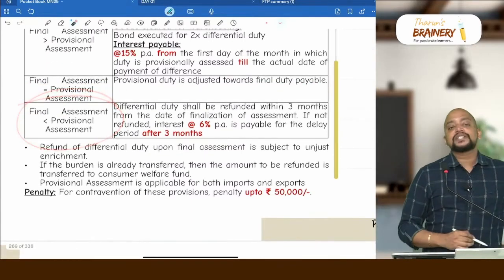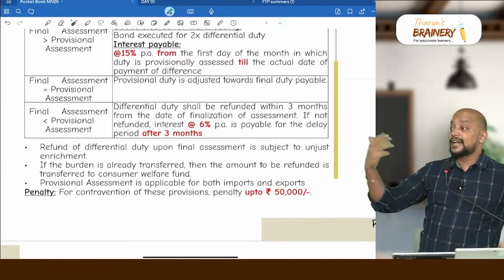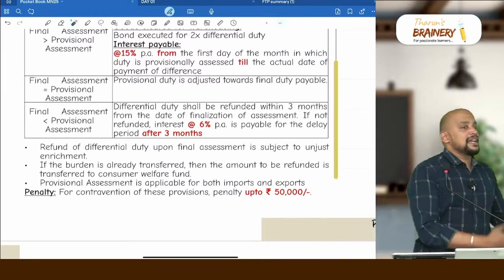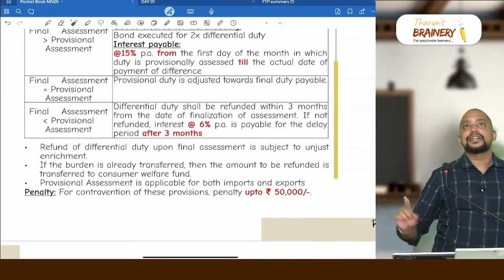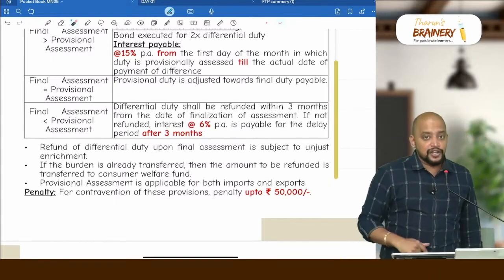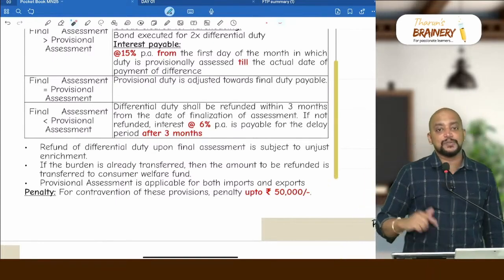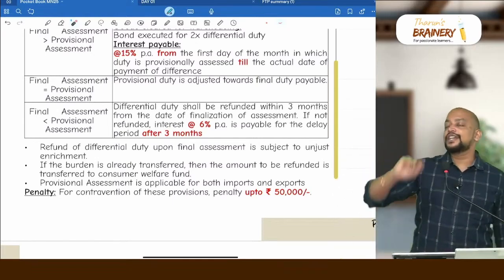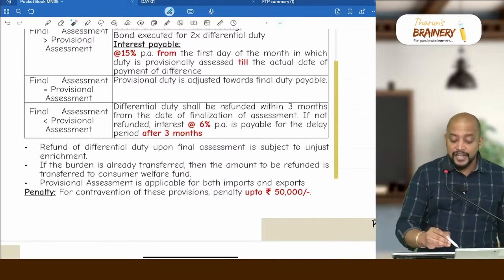If the final assessment amount is less than the provisional assessment amount, what will happen? Then in that case we have paid excess amount, and that excess amount we can claim as a refund. So we will make an application, but here interest will be computed at the rate of 6% on expiry of 3 months from the date of final assessment, not from the date of application. Usually the interest under customs will be 6% per annum on expiry of 3 months.